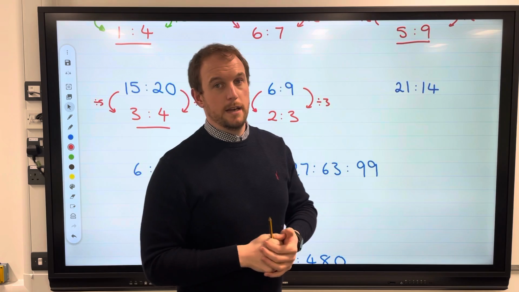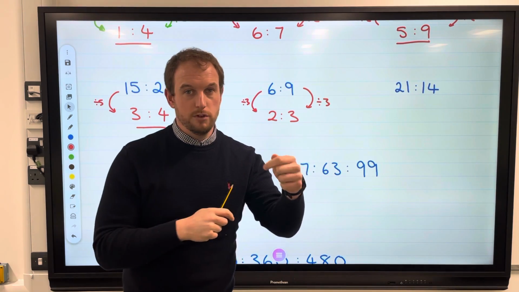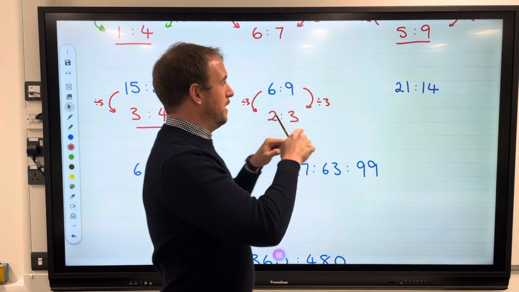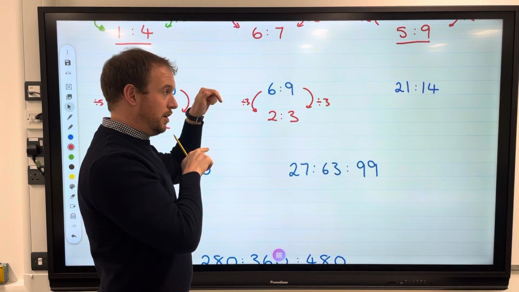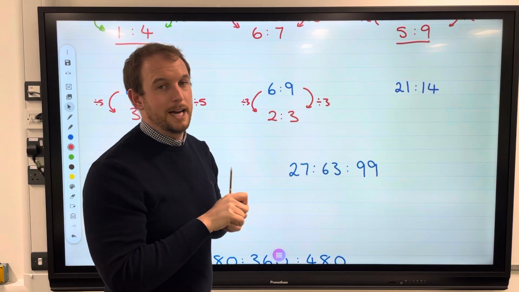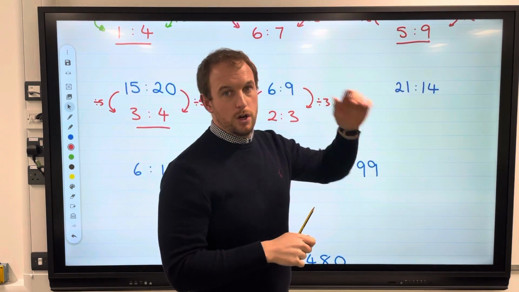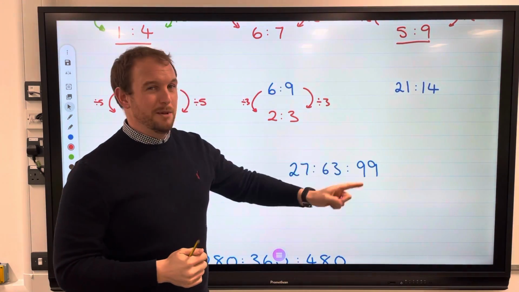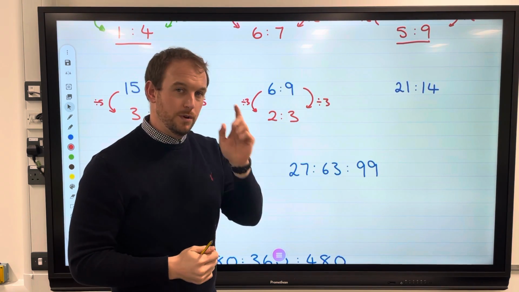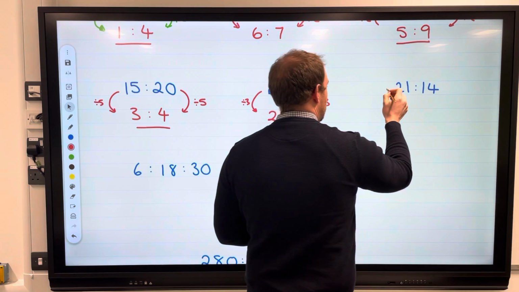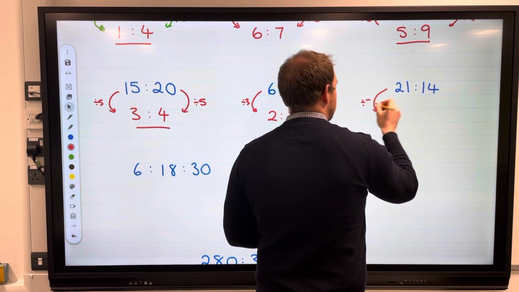21 and 14. Some of you might be using the multiplication grids, where you have the times tables across the top, times tables down the side, and then use your fingers to follow along to find times tables. Have a look on the grid. Which times table can you see 21 and 14 in? You'll notice it is a 7 times table. So we are dividing both of these by 7.